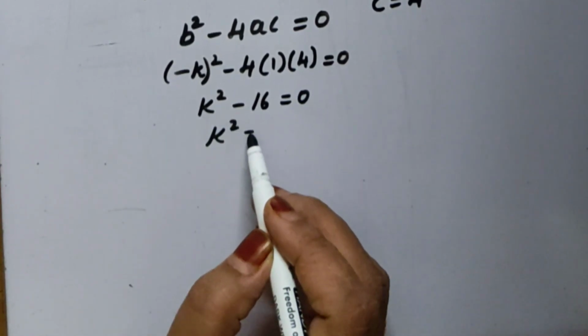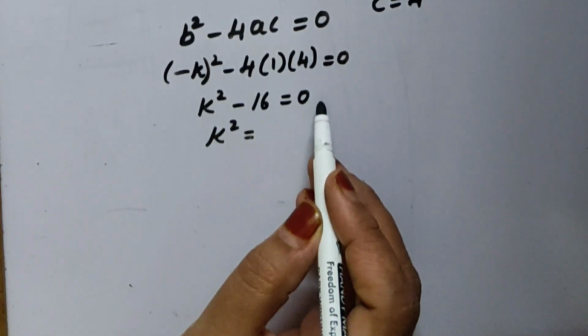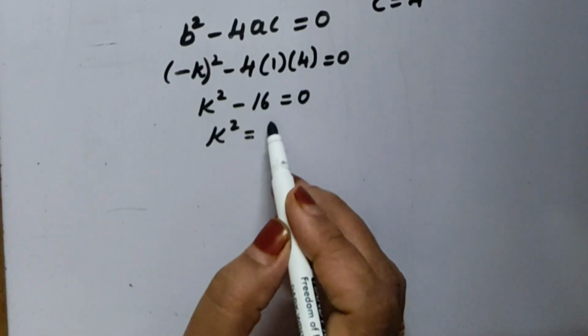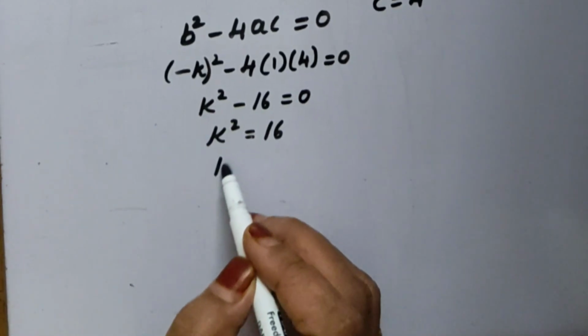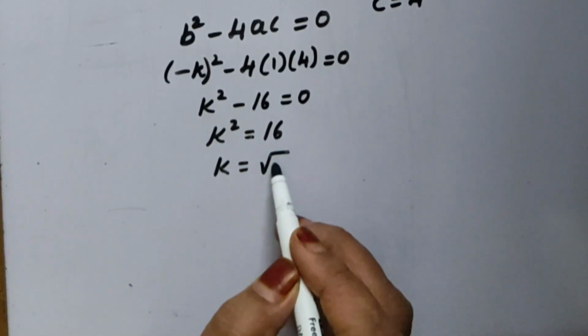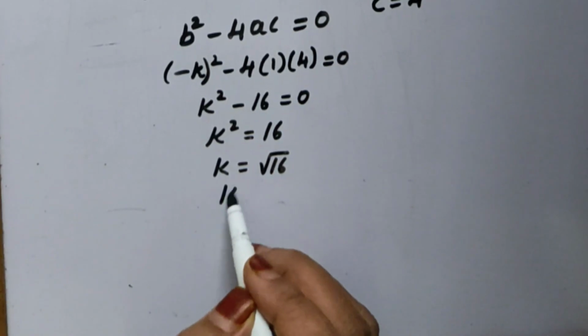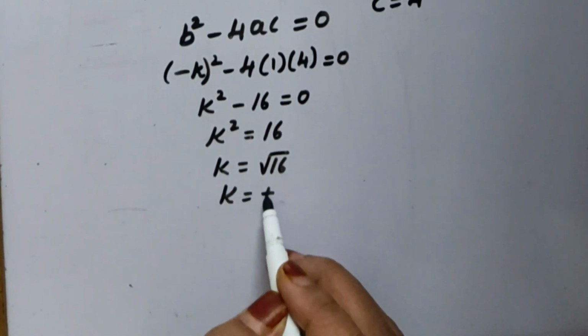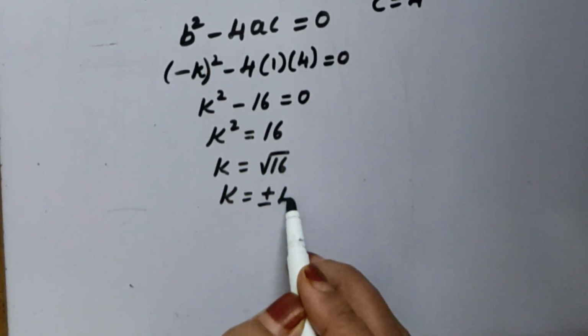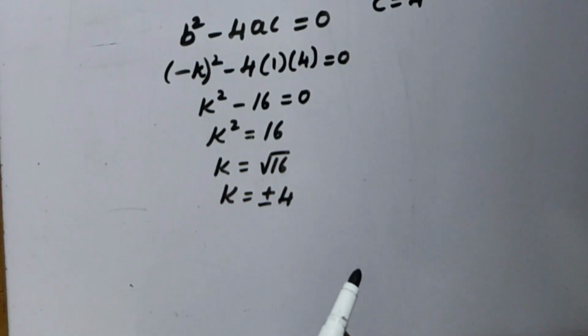So k square equals to, shift this 16 to the right hand side, you get plus 16. So k equals to root of 16. So k equals to plus or minus 4. Okay, this is the value of k.